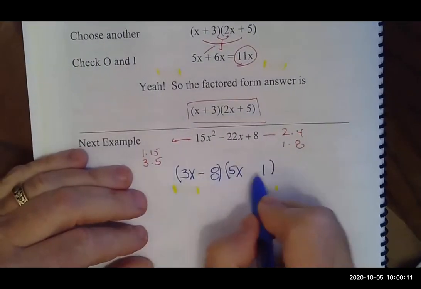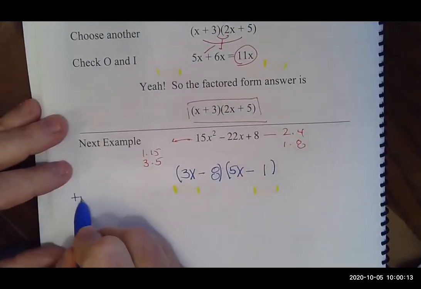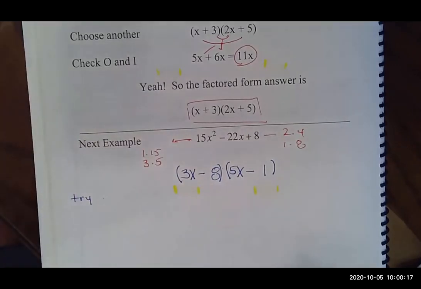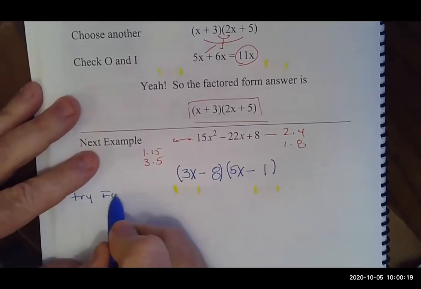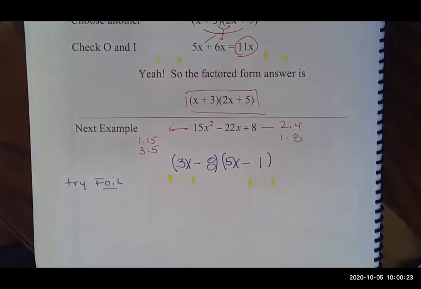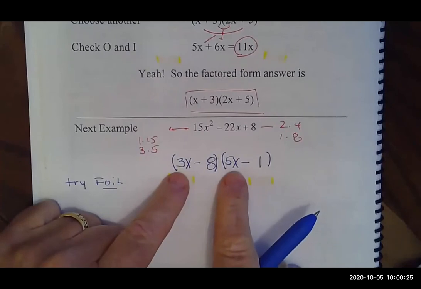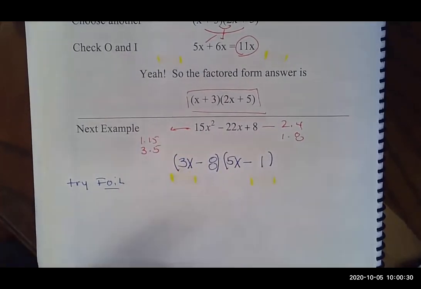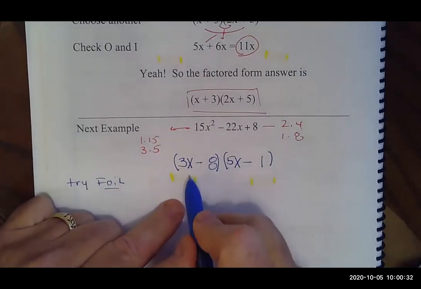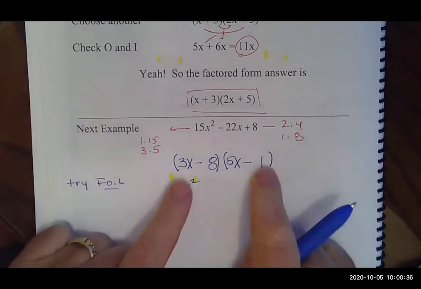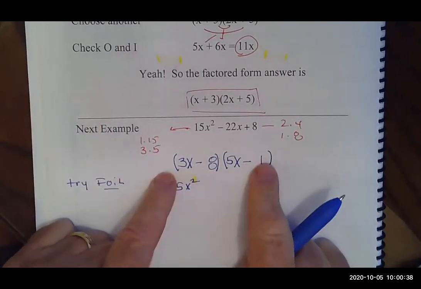Okay, so both negative. Now I have to try, I don't know, you want to try the whole foil? You don't have to. Yeah, let's try the whole foil. Okay, there's 15x squared. Well, goody. It's gonna work every time. So, okay, fine, foil. All right, there's 15x squared. Okay, the outer and the inner are the important ones.